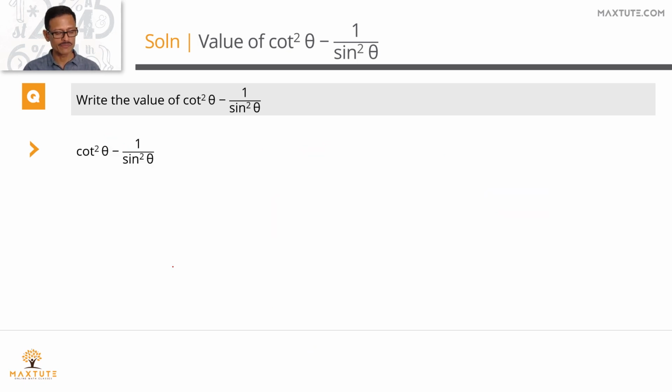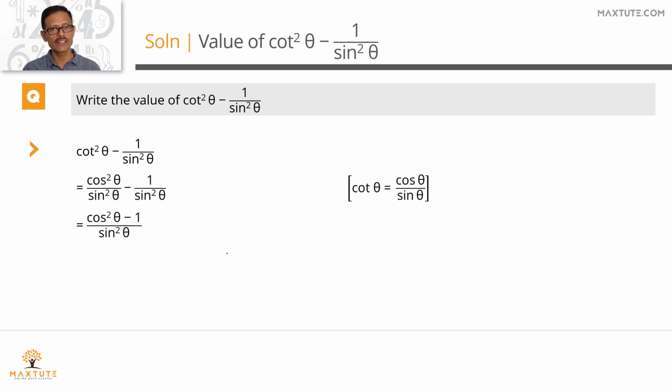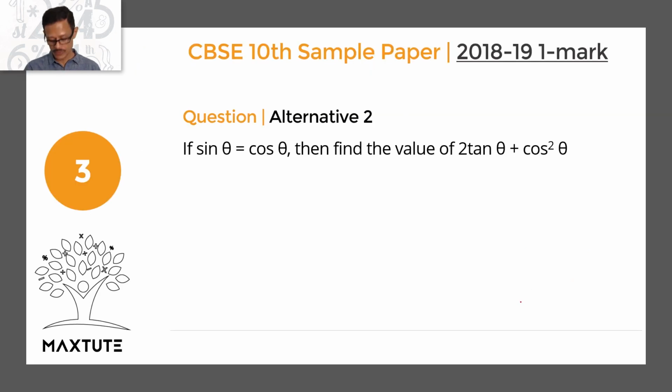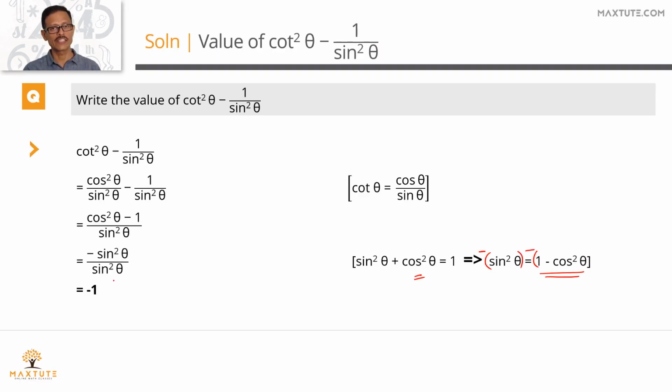Let's summarize it in a printed form. Writing cot square theta as cos square theta by sin square theta, the expression becomes cos square theta minus 1 by sin square theta. We know sin square theta plus cos square theta equals 1. So sin square theta equals 1 minus cos square theta. Multiplying both sides by minus 1, we'll get minus sin square theta equals minus of 1 minus cos square theta, which is cos square theta minus 1. So the value of the expression becomes minus 1.